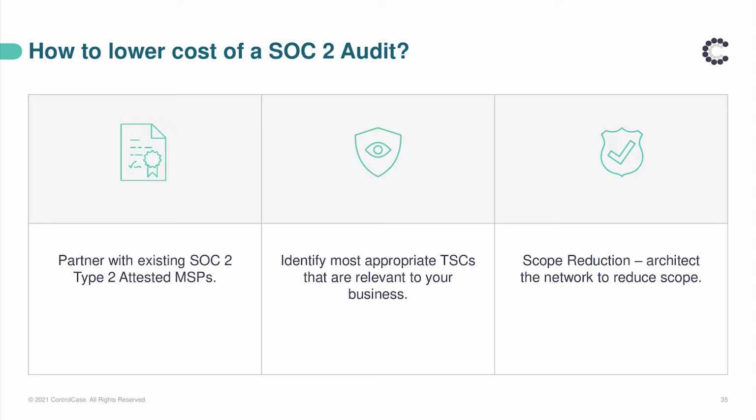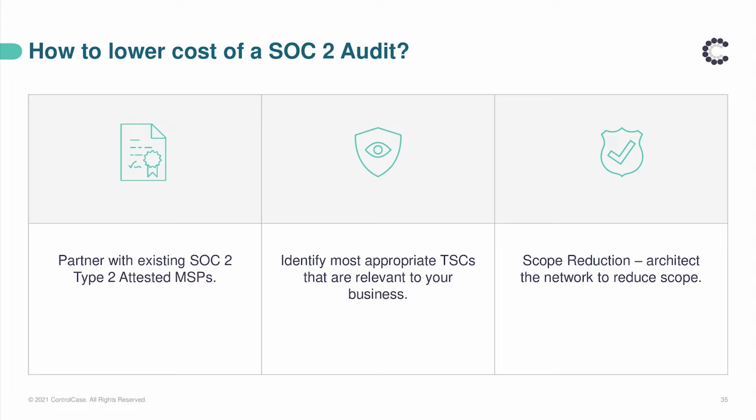Number two, Ricardo talked about a bunch of principles or criteria, such as security, privacy, availability, confidentiality, and processing integrity. It is not mandatory that everybody select all the five principles. In fact, if your business process is not dealing with PII, things like privacy may not be applicable. And so remove that from something you're testing against, because it doesn't add that much value, but it does reduce the scope and the cost, both internal and to a service organization.